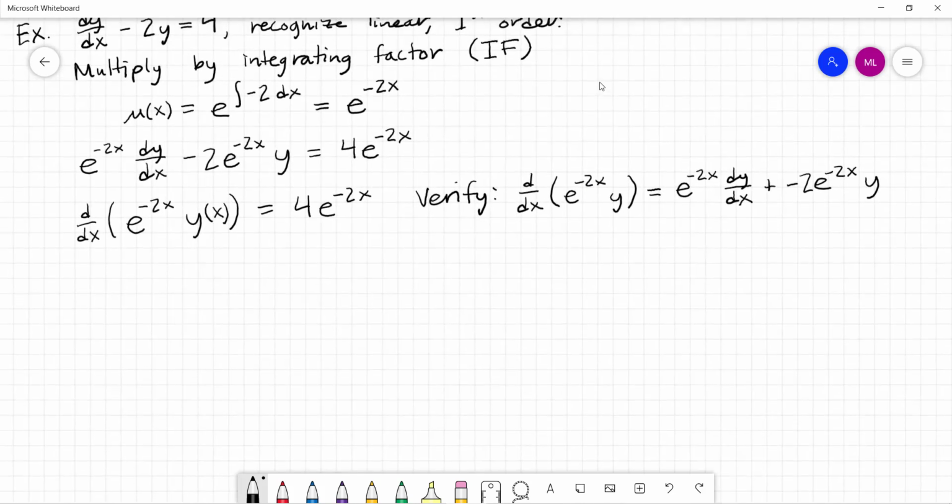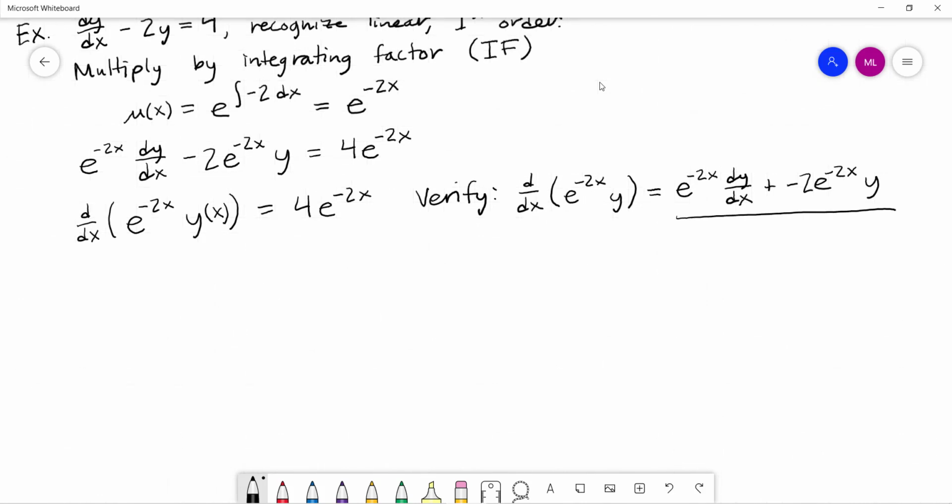And if I go back and compare what we've got right here to what we had right here, e to the negative 2x times dy dx, e to the negative 2x times dy dx. And for the second term, I have minus 2e to the negative 2x times y, and here minus 2e to the negative 2x times y. So indeed, this term here is the result of product rule of this term here.